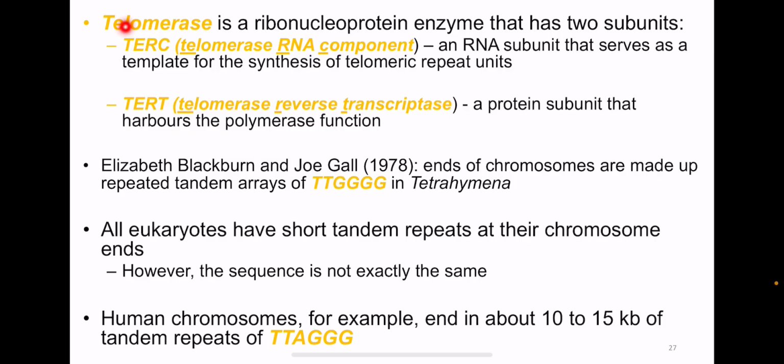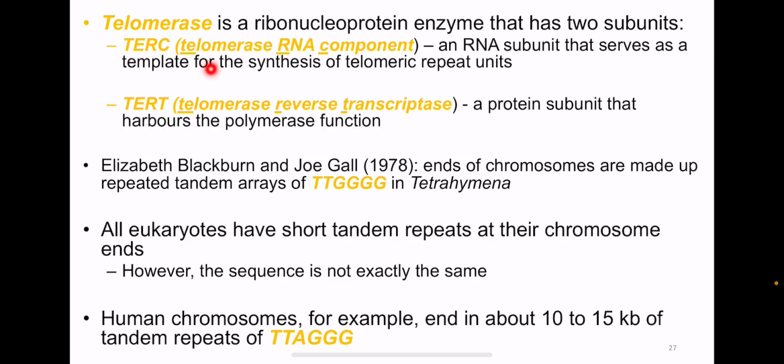So the telomerase, the protein that codes for the telomere, that's the telomerase. The telomerase is a ribonucleoprotein enzyme with two subunits, and each one of them has its own distinct function. The two subunits are the TERC and the TERT. The TERC is the telomerase RNA component, and the TERT is the telomerase reverse transcriptase.